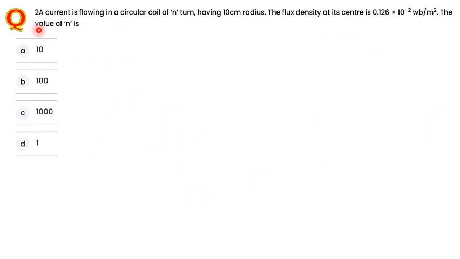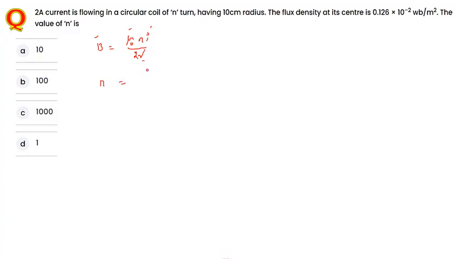Okay, now the next problem here: 2 ampere current is flowing in a circular coil of n turns, n number of turns of coil having 10 centimeter radius. The flux density, that is B value, they have given, 0.126 into 10 power minus 2 Weber per meter square. They are asking us to find out the value of n. See, before going to that, what is the formula? Magnetic induction and flux density, both are similar over here. B is equal to mu naught N I divided by 2R. So B value they have given, mu naught value given, I value given, and R value given. They are asking us to find out the N value.